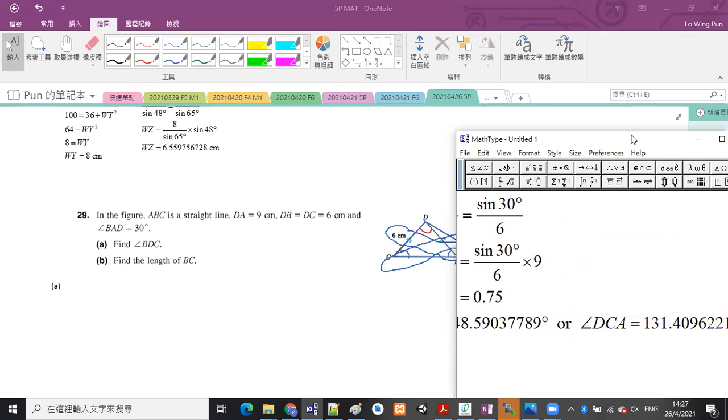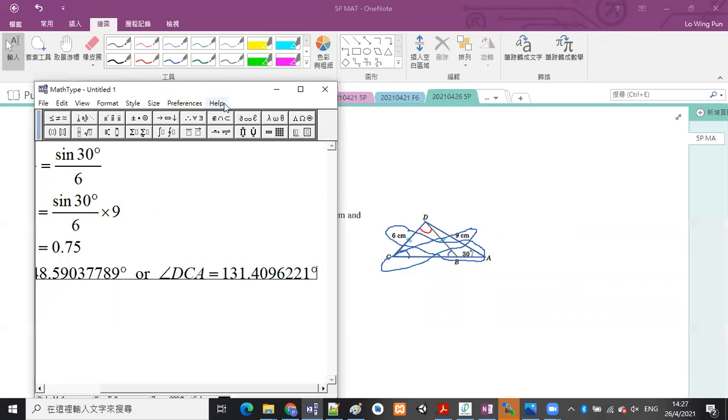0.4096221 degrees. Here, pay attention. Because we need to check whether it can form a real triangle, we need to add this answer to the given angle. That should be 30 degrees, right? But this time, the sum of these two angles is just equal to 161 something degrees, right? That is less than 180 degrees. It seems that it should be okay. It should be an answer.